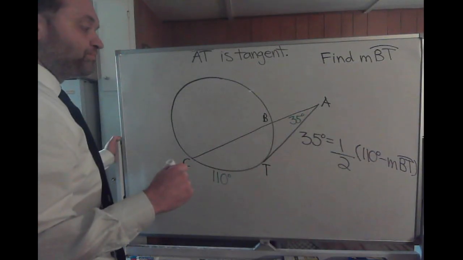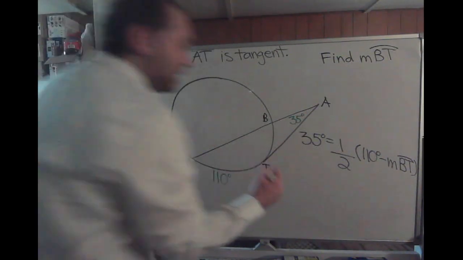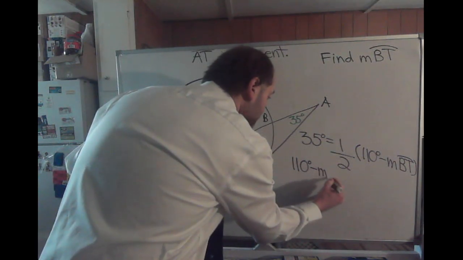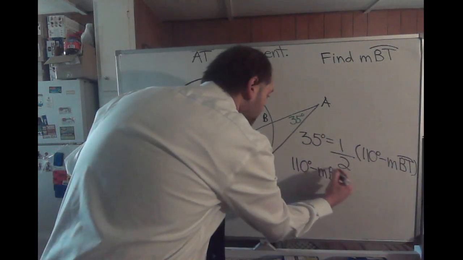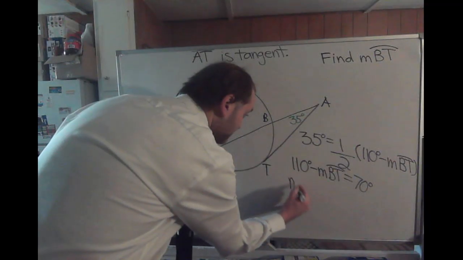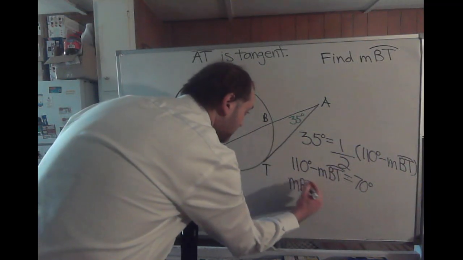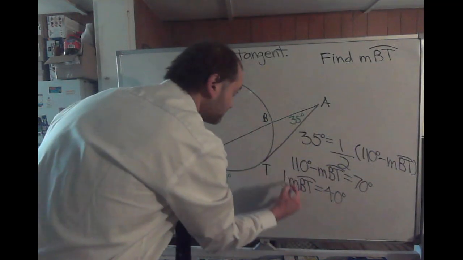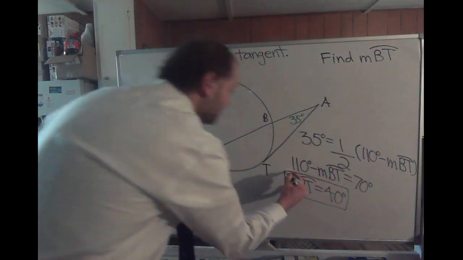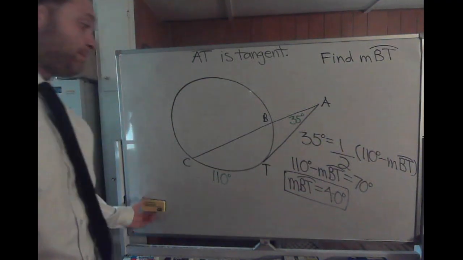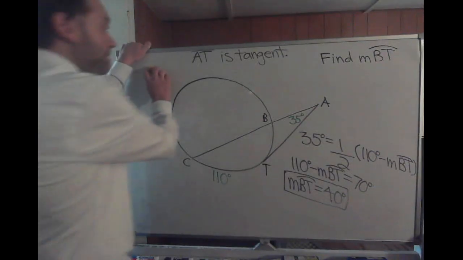Okay, so go ahead now, multiply both sides by 2. You would end up getting 110 degrees minus the measure of arc BT would be equal to 70 degrees. Which, if you simplify this, you would just end up getting that the measure of arc BT would be equal to 40 degrees. So, the measure of arc BT in this case is equal to 40 degrees. So, really not that bad.